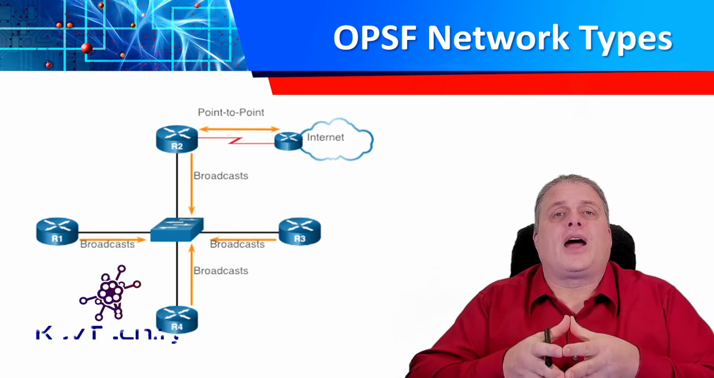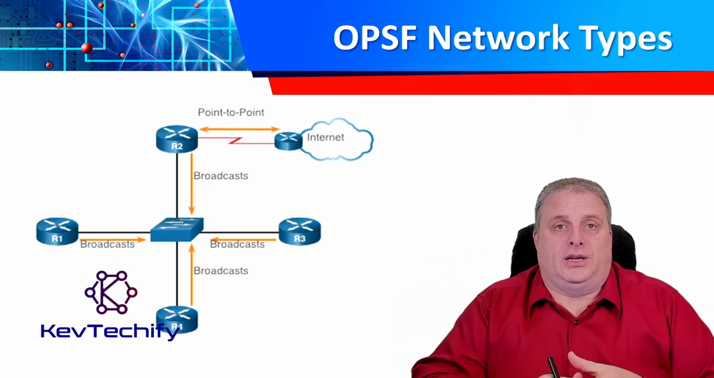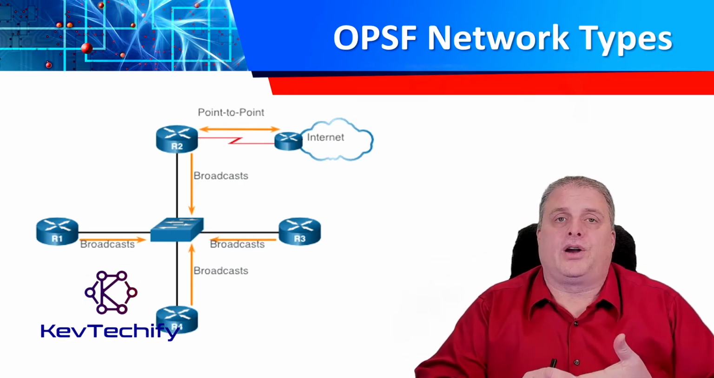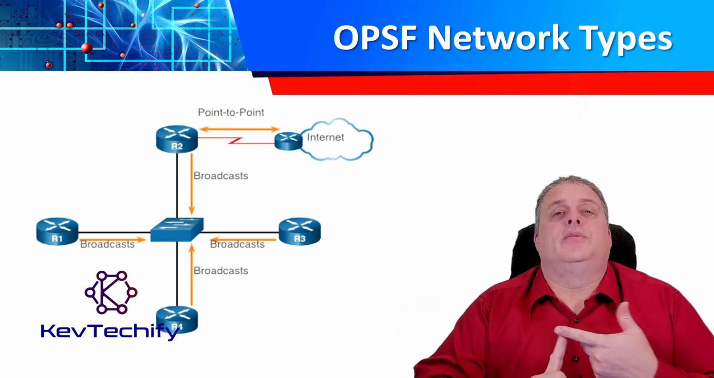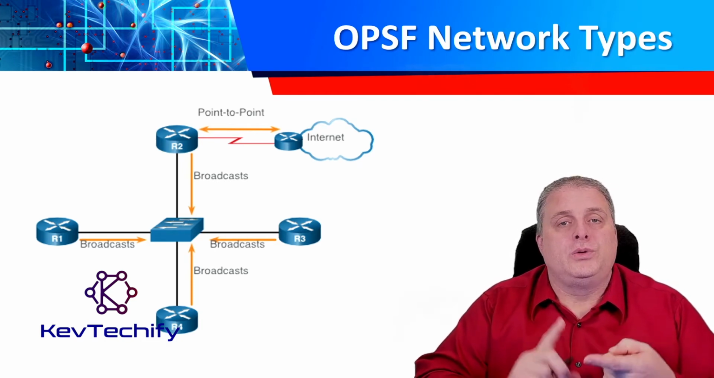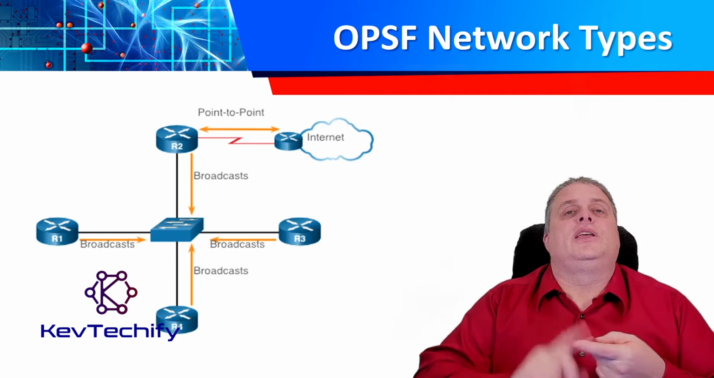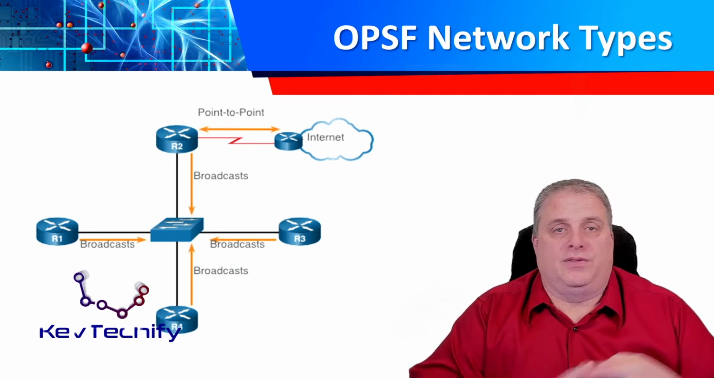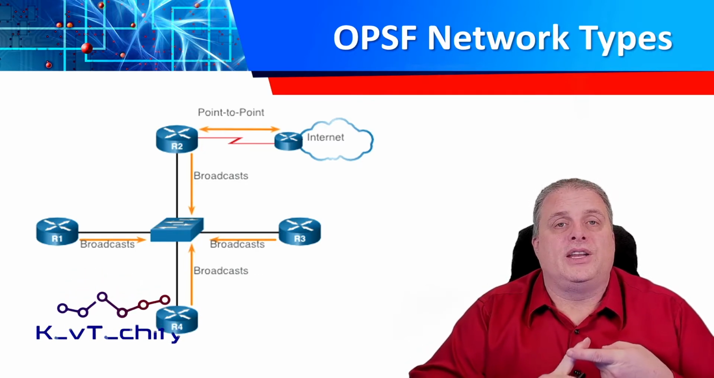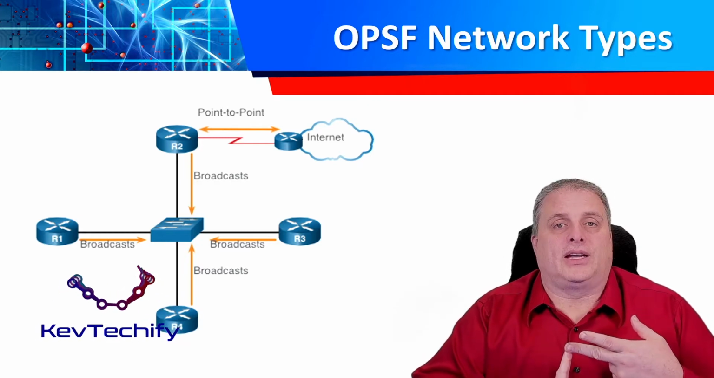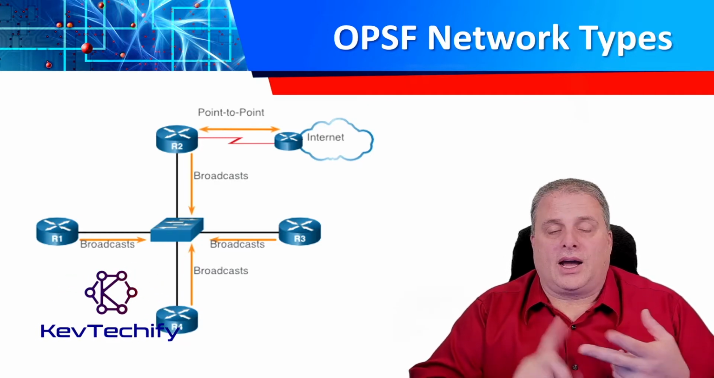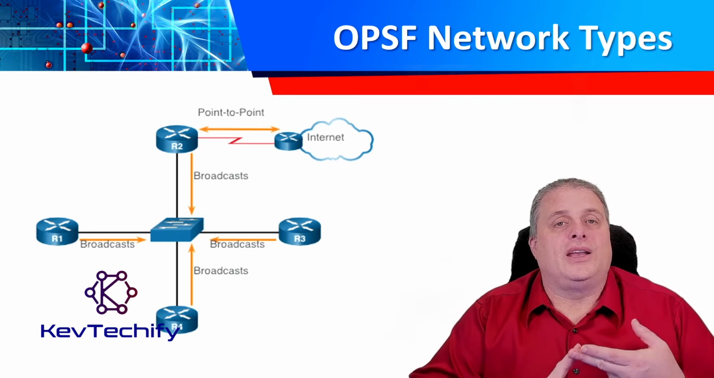That election process uses the router ID. There's 3 ways to set the router ID. First way is, did the administrator set a router ID? Did you, as the administrator, go in and explicitly set that router ID? If there's no explicit router ID set, then we use the loopback address. The highest loopback address will be the router ID for that router.